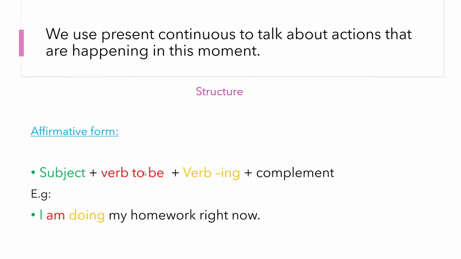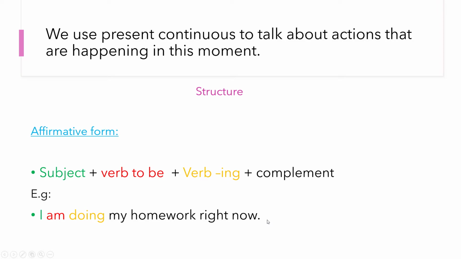Okay. Then you have to use the main verb, the action, with the ing form at the end of the verb. And finally, the complement. So let's see the example. First, I, then verb to be, am, then the main verb, the action with the ing form, doing, and finally the complement, my homework right now.